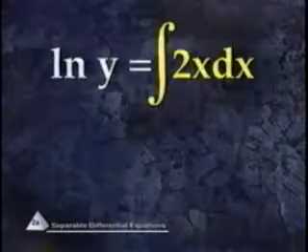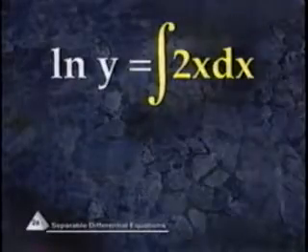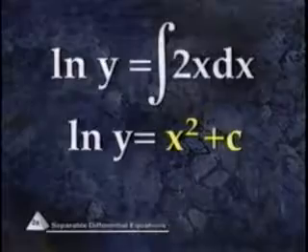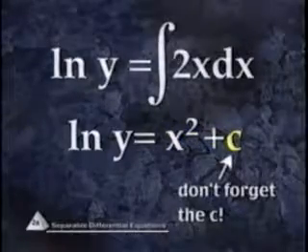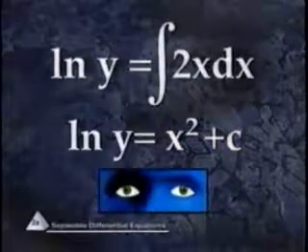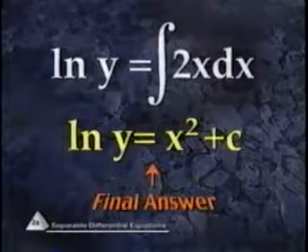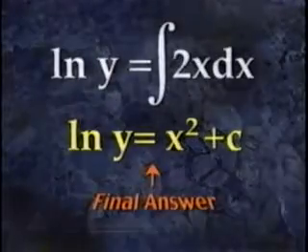Just remember it. Integrating the right side, we apply the power rule for integrals, which gives us x squared plus c. Don't forget the c. You may as well tattoo that on your eyelids as well, because the arbitrary constant will never go away. So our final answer is the natural log of y equals x squared plus c.